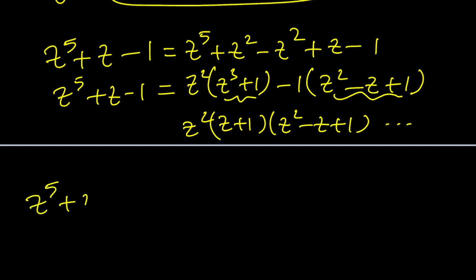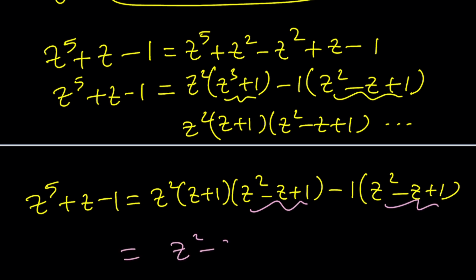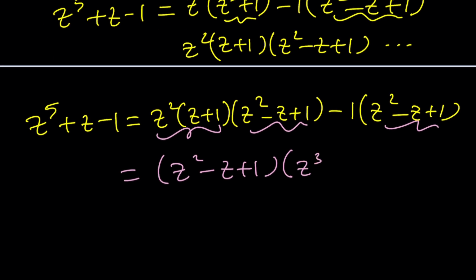So now along with the z squared and the rest of it, we can do the following. Z to the 5th plus z minus 1 equals z squared times z plus 1 times z squared minus z plus 1, minus 1 times z squared minus z plus 1. Now, this is my common factor. I'm going to take it out, z squared minus z plus 1. And the second factor is going to come from here, z cubed, I need to distribute, plus z squared minus 1. Awesome. And we want this to be 0, right? Maybe not.